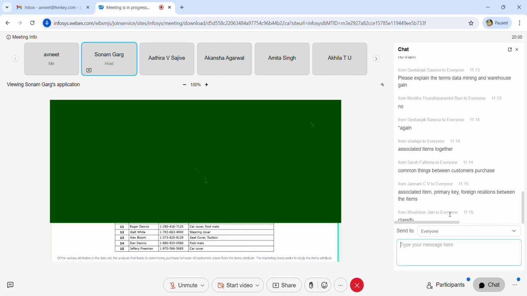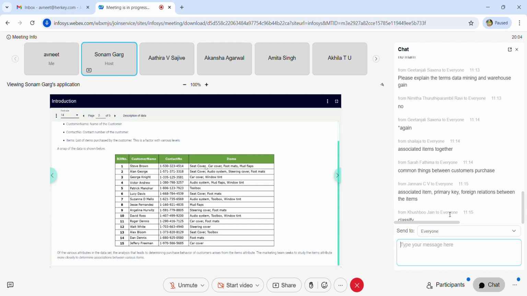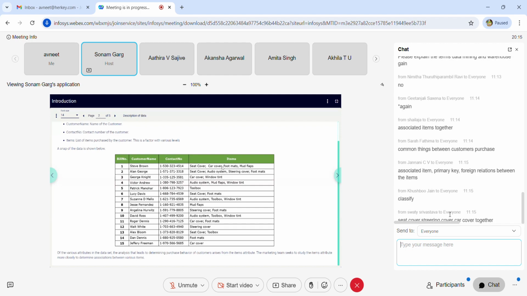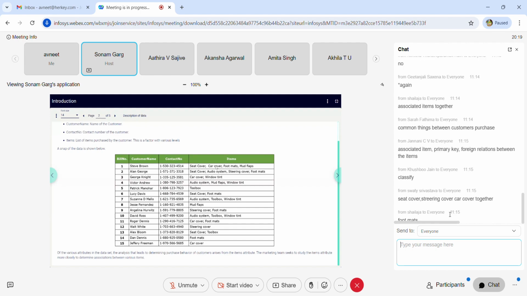We'll find, see, I'll pick up one item, let's say seat cover. I'm interested in knowing if a person has purchased a seat cover, what is the next item I can recommend to this customer? So go back to your historical data, which is these 15 rows, and see what the customers have frequently purchased along with seat cover. Along with seat cover, car cover, foot mats, mud flaps. Okay, next time, seat cover, audio system, steering covers, foot mats.